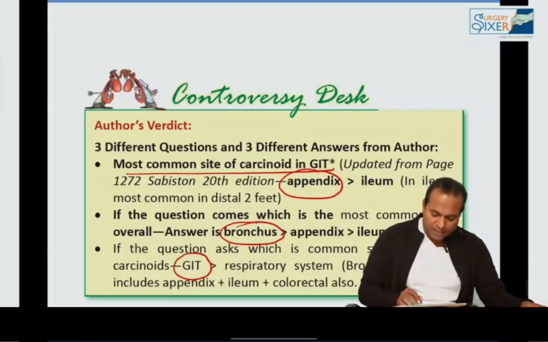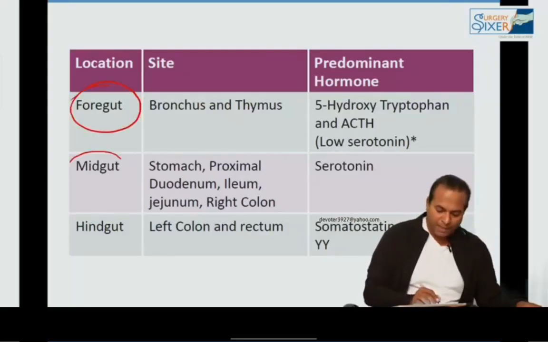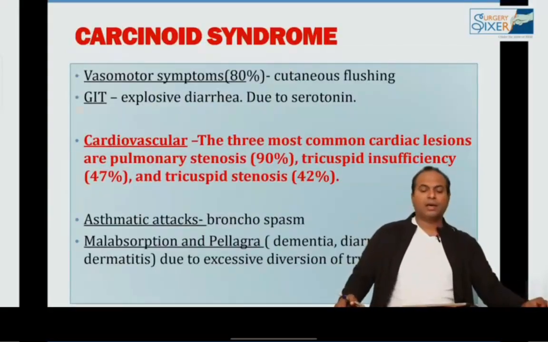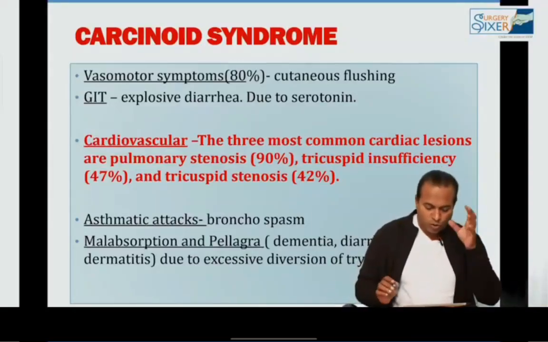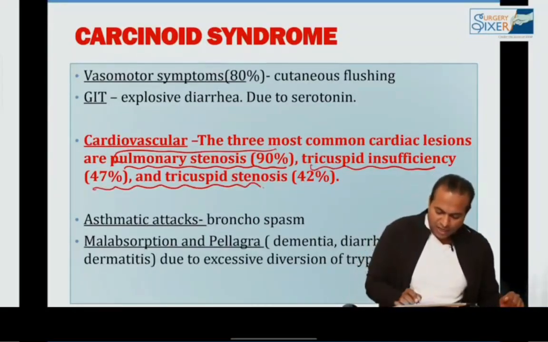Which system is common? GIT. So please don't forget various points I told you. Bronchus carcinoids are foregut carcinoids. Midgut carcinoids produce serotonin. Hindgut carcinoid produces somatostatin and peptide YY. All these points we discussed. Carcinoid syndrome, in cardiovascular manifestation, pulmonary stenosis is most common, 90%. So tricuspid regurgitation is only 47%, and tricuspid stenosis is 42%.